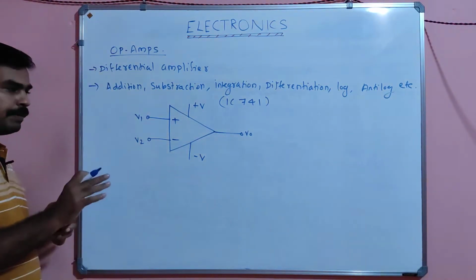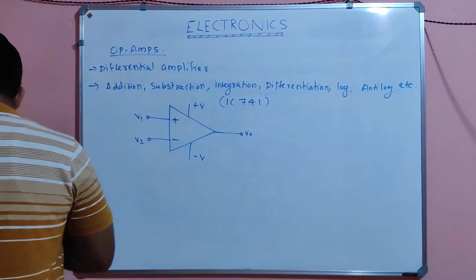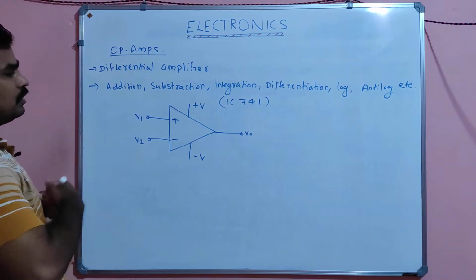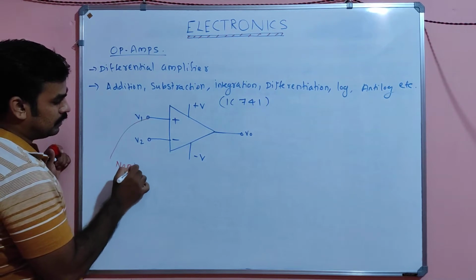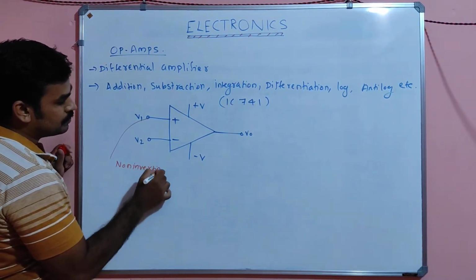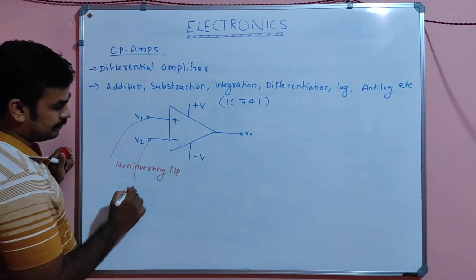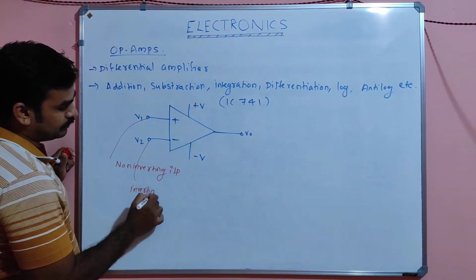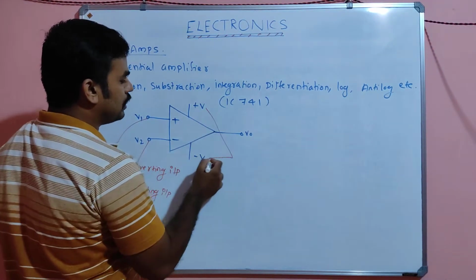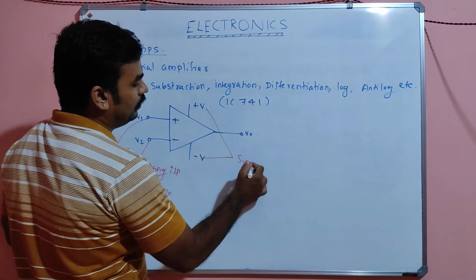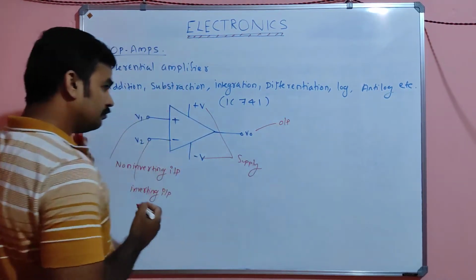This is the symbol of an op-amp, which means it consists of two inputs. One input is called the non-inverting input, and the other is called the inverting input. And these two are the supply terminals. This is our output.